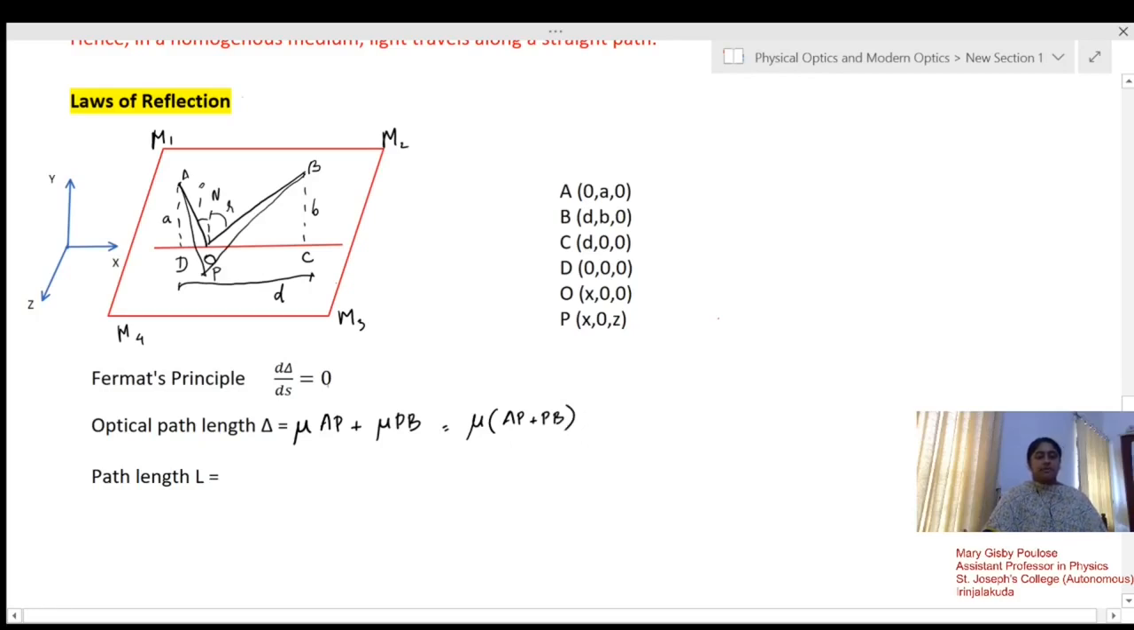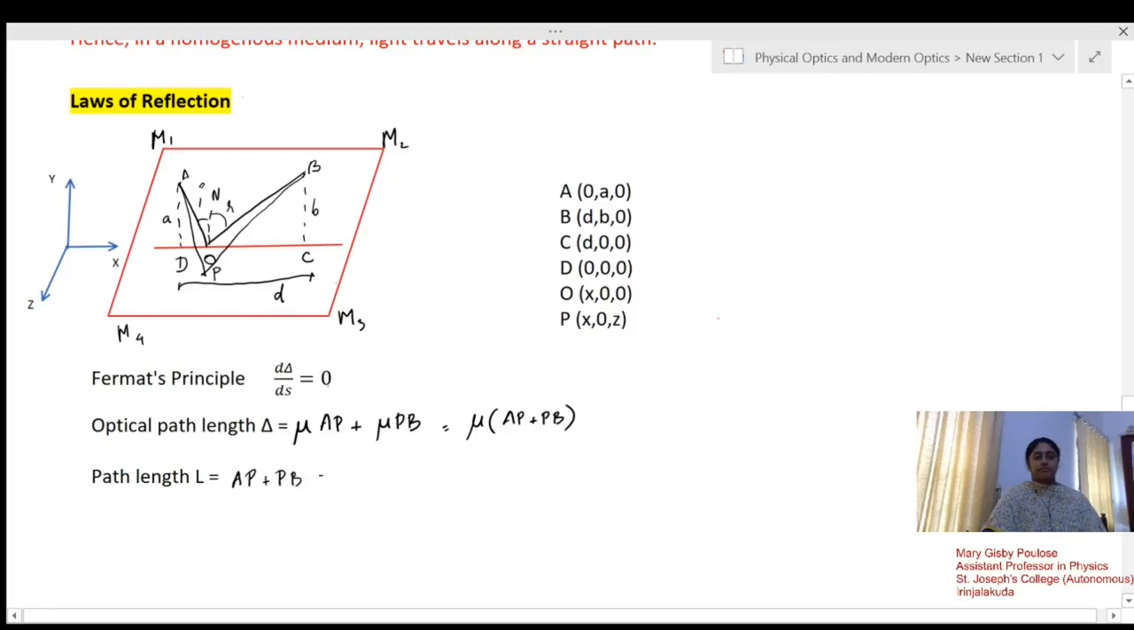Now, here, since mu is a constant, it won't vary in this principle, right? The derivative, mu being a constant, doesn't affect this variable. Hence, I'm just going to calculate what is the path length AP plus PB. So the path length L is given as AP plus PB.